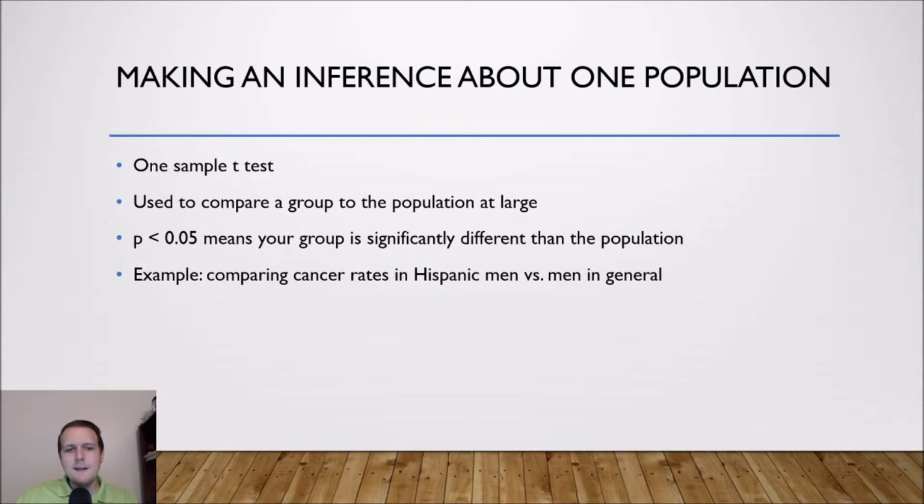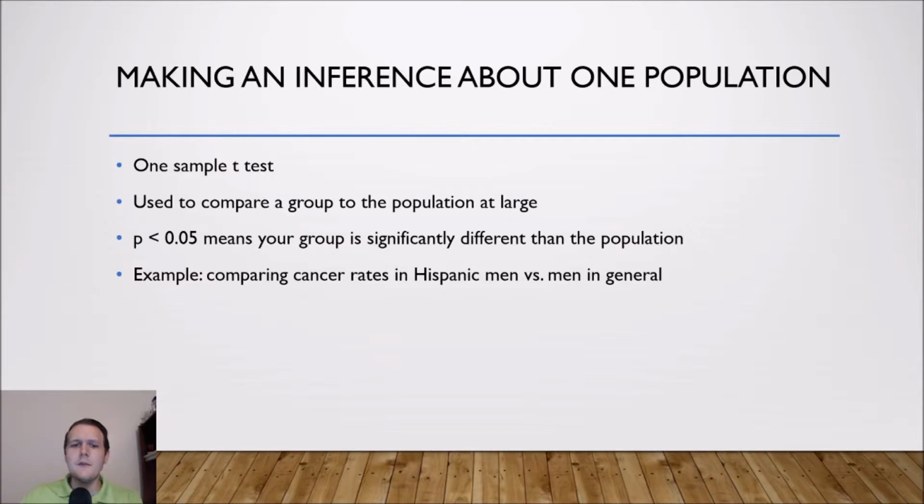And so if you see that you have a p-value less than 0.05, that means that your group is statistically significantly different than that population. There is a true difference there, right? Or there's less than a 5% chance that this is just due to random chance, right? And so again, that would be considered statistically significant.